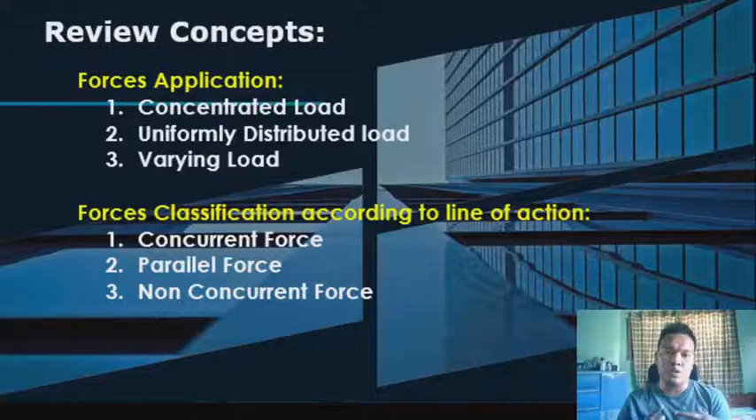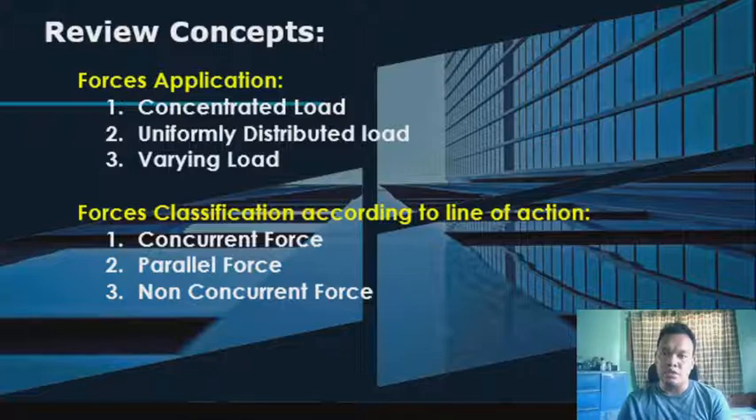Then we also discussed the application of a force and classification. So forces can be applied as a concentrated load, uniformly distributed load, and a varying load. Si concentrated is a single force, then si uniformly distributed is parang distribute siya all throughout dun sa structure natin. Then si varying naman is kumbaga parang pa-trapezoidal yung datingan ng loads, no? Then forces classified according to the line of action. So si concurrent force, si parallel force, and si non-concurrent force.